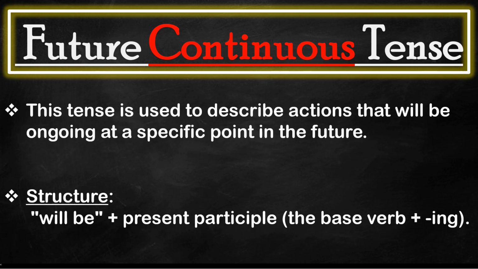Second type of future tense is future continuous tense. This tense is used to describe actions that will be continuing or ongoing at a specific point in the future, with the structure being you add will be and the present participle of the base verb plus ing. Let's see how through the examples.